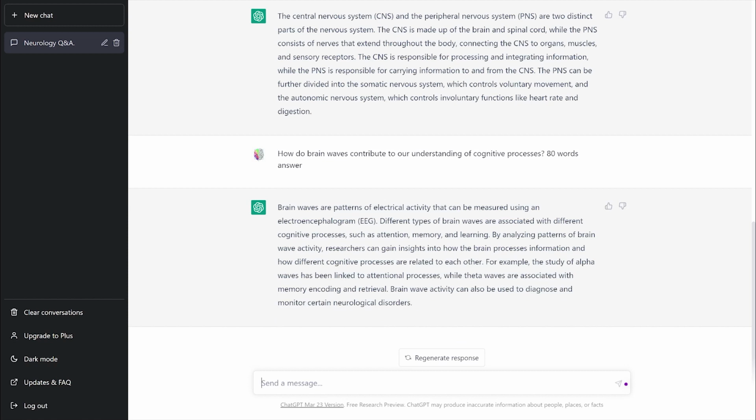Okay. So it says brain waves are patterns of electrical activity that can be measured using an electroencephalogram, which is EEG. Different types of brain waves are associated with different cognitive processes, such as attention, memory, and learning. By analyzing patterns of brainwave activity, researchers can gain insights into how the brain processes information and how different cognitive processes are related to each other. For example, the study of alpha waves has been linked to attentional processes, while the theta waves are associated with memory encoding and retrieval. Brainwave activity can also be used to diagnose and monitor certain neurological disorders.